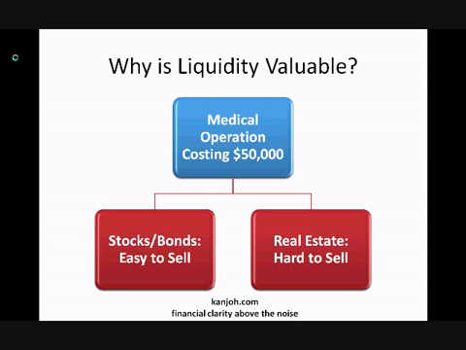So in this situation, where she needs the cash, the stocks and bonds are actually worth more than the real estate, even though they're technically priced at the same amount. This is an example of liquidity risk. The real estate in this situation has liquidity risk.